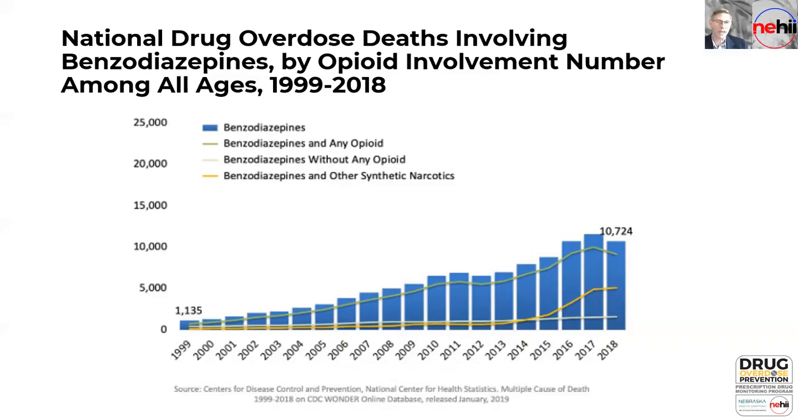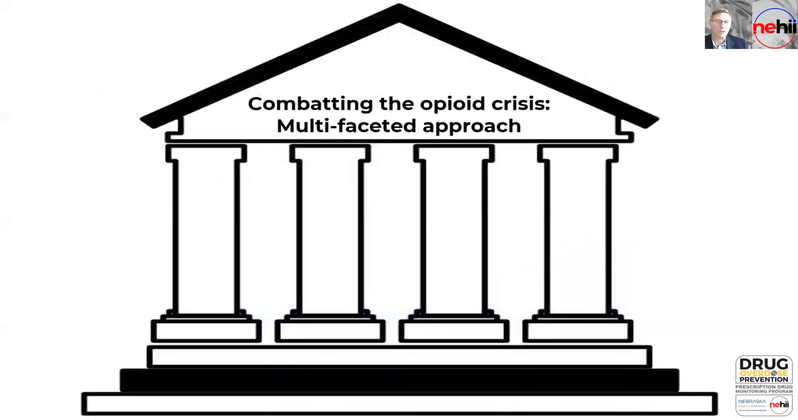So opioids are bad enough. When they're taken in combination with benzodiazepines, your risk of adverse events, including death, increases. The opioid crisis didn't occur with just a single event, and it didn't occur in a short period of time. So it's going to take time to cure this, and it's going to take multifaceted approaches to combat this. So what do you do?